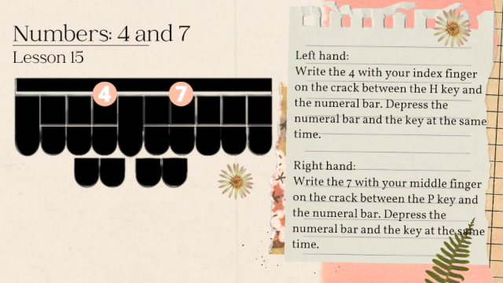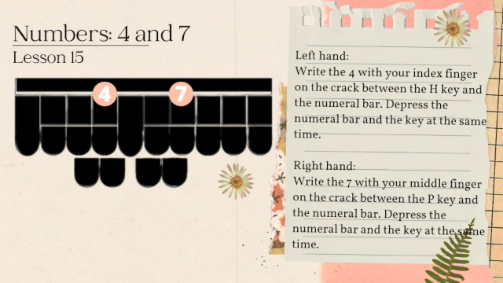Here in lesson 15, we are also introduced to numbers. That's number 4 and number 7. Using your left hand, you write the number 4 with your index finger on the crack between the H key, or initial H, and the numeral bar. So you depress the numeral bar and the key at the same time.